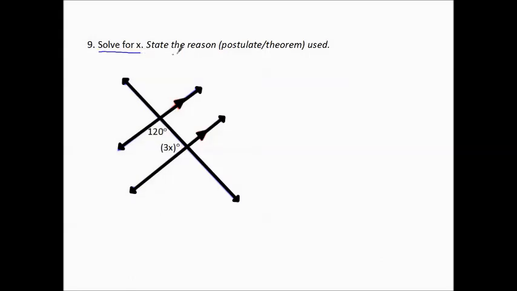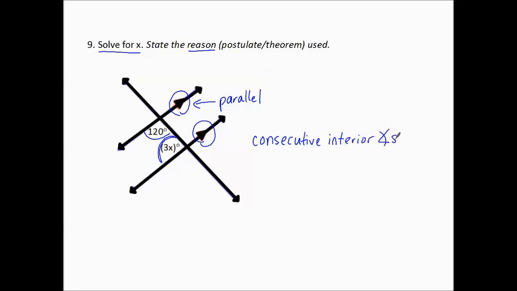Solve for x. State the reason, the postulate or theorem that we use. Look at these 2 angles. Where are they? Inside the parallel lines. I can say parallel because that's indicated here. So if these lines are parallel and I have, what are these called? That's right, consecutive interior angles. So because they're parallel, by the consecutive interior angles theorem, these 2 angles have to be supplementary. That means add up to 180.